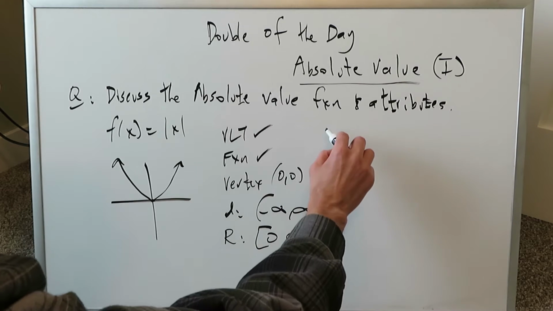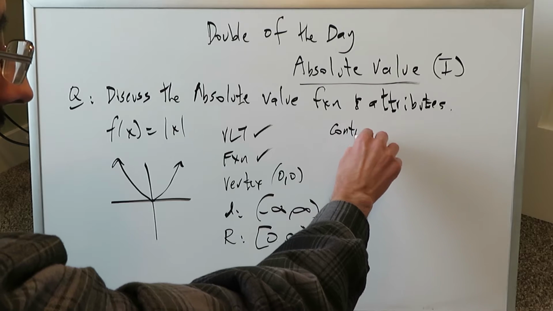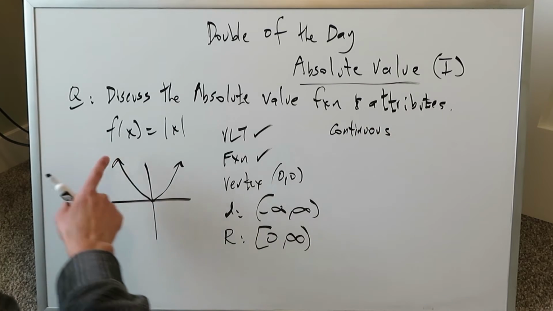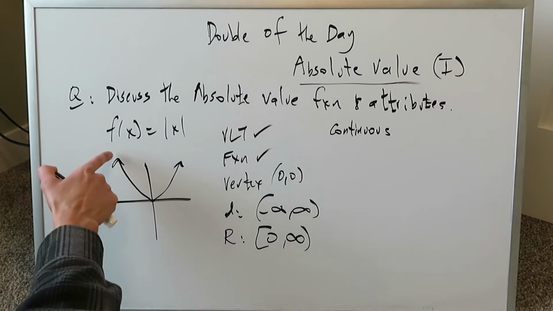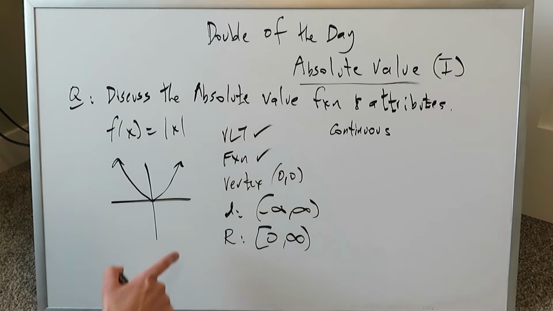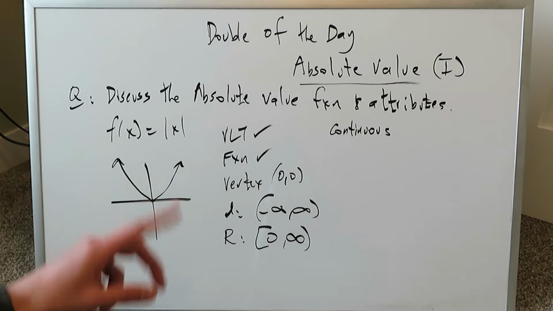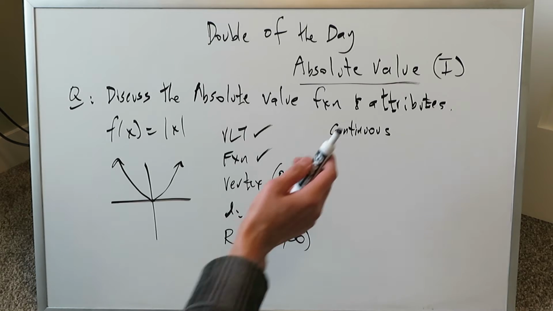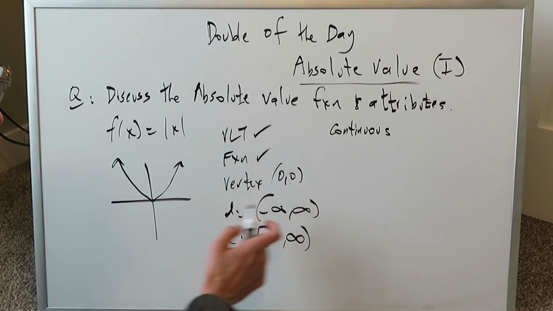Additional features you need to know. It's a continuous function. What does that mean? It means that if you were to trace this function or this curve with your finger or your marker across it, you'll never have to lift your finger. You can trace the function line without lifting your pen or your finger. There's no break in it.